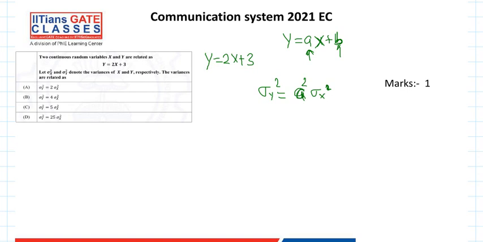So if you compare this with this, here a is equal to 2. So the variance of y will be 4 times the variance of x. So this will be the correct option. So if you know this property and the formula, we can easily calculate the relationship of the variances of x and y.